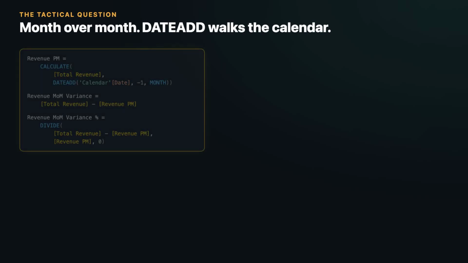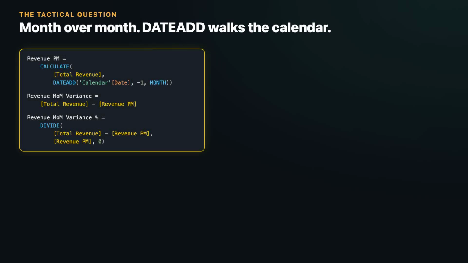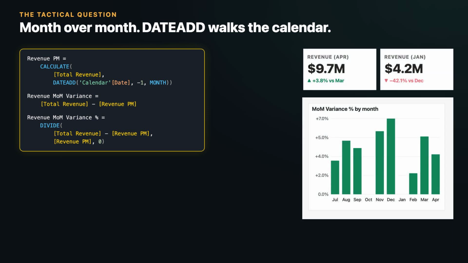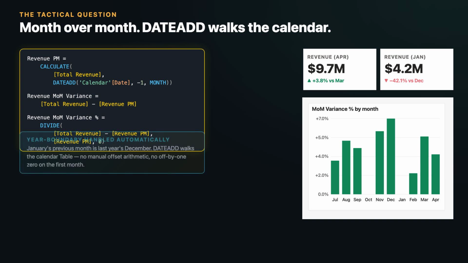Year-to-date and prior year answer the strategic questions. Month-over-month answers the tactical one. Did this month do better than last month? The pattern is 2 measures. The current month's revenue, which is just the existing total revenue in a monthly visual, and a measure that returns last month's value, using DATEADD with a -1 month shift.